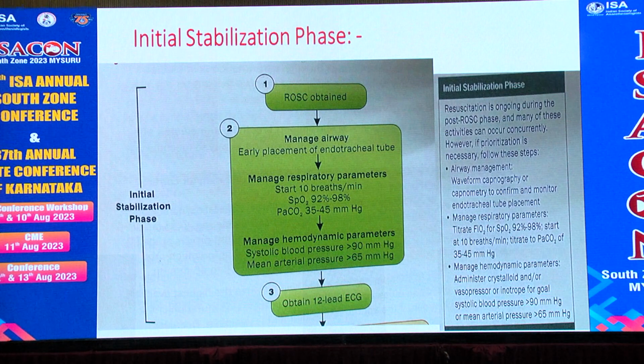We have to go for the management, that is management of the airway, with early placement of an endotracheal tube, the definitive airway. Then manage the respiratory parameters: start with about 10 breaths per minute, maintain SpO2 between 92 to 98%, and a PaCO2 of about 35 to 45 millimeters of mercury. The third part is to manage the hemodynamic parameters: a systolic blood pressure of more than 90 millimeters of mercury and a mean arterial pressure of more than 65 millimeters of mercury, and obtain a 12 lead ECG. This is the initial stabilization phase for post-cardiac arrest care.